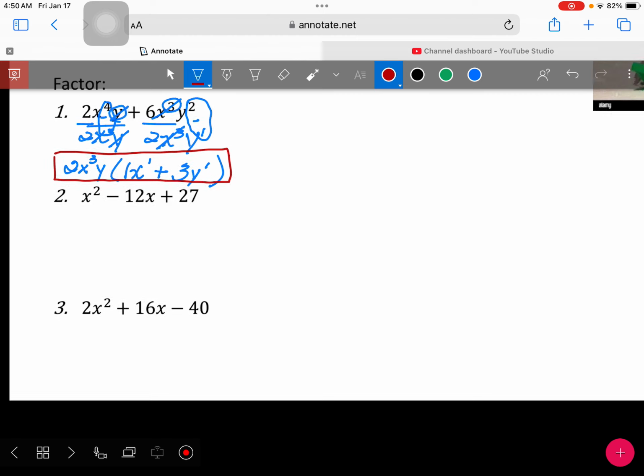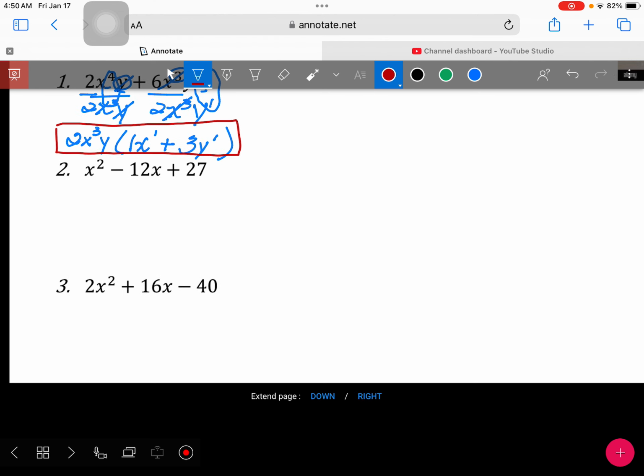The second problem, I notice, has three terms. First of all, going through my paces, greatest common factor. Well, there is a 1 understood here. 1 is going to be the greatest common factor. That's not helpful. There is no x. This is not a difference of squares.